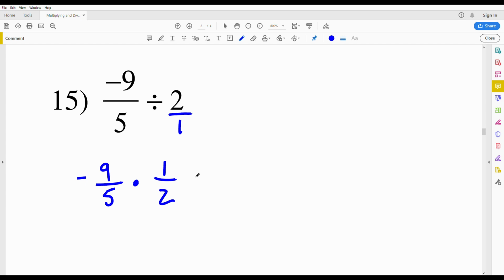Negative times positive, that's going to be a negative. So 9 times 1 is 9, and 5 times 2 is 10. Negative 9/10 is our solution in number 15.